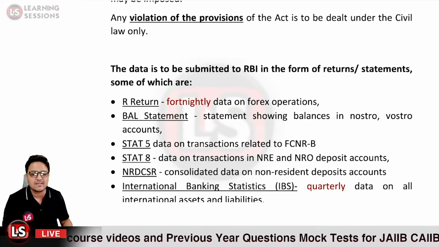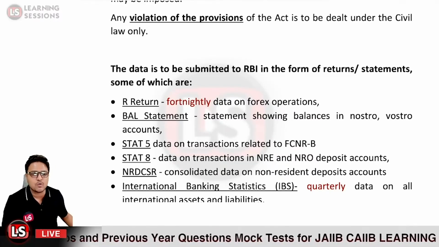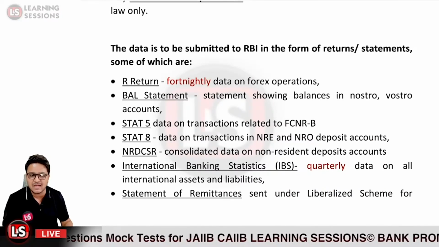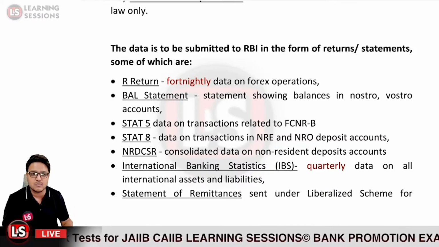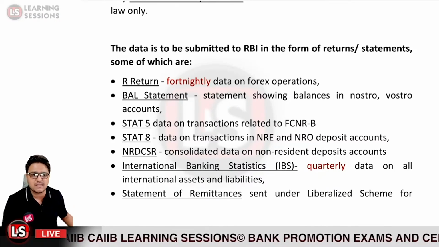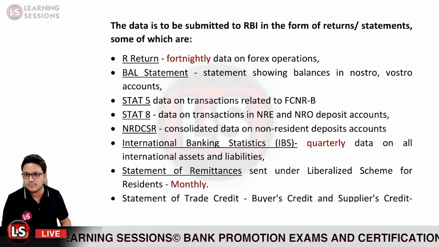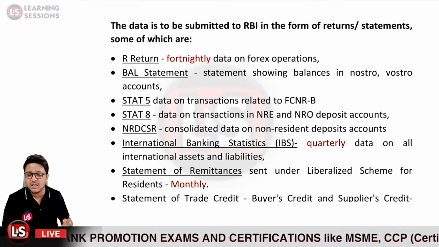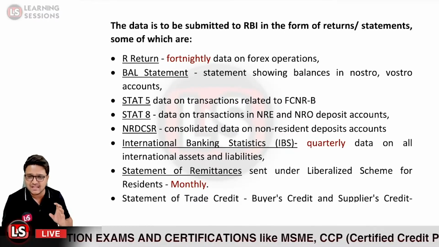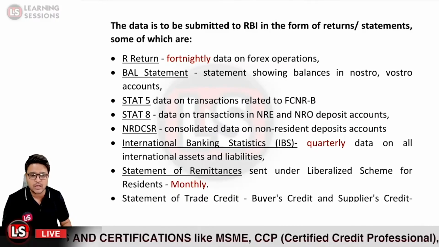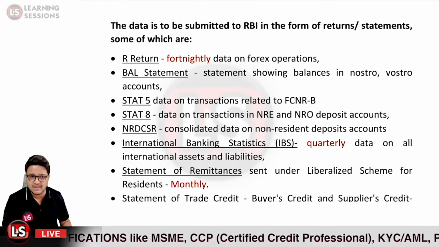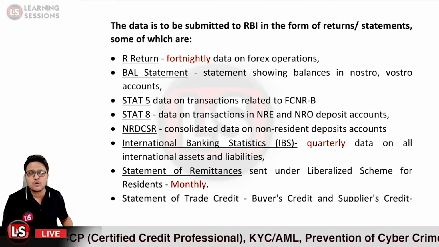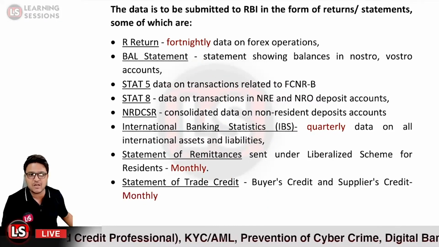Okay. Then it is IBS, that is International Banking Statistics. It is quarterly data on international assets and liabilities, and this is a quarterly statement which is to be submitted. Then it is the statement of remittances sent under the LRS. Whatever remittances have been made under the LRS scheme, the Liberalized Remittance Scheme, which we will also read about, are to be reported under the statement of remittances.